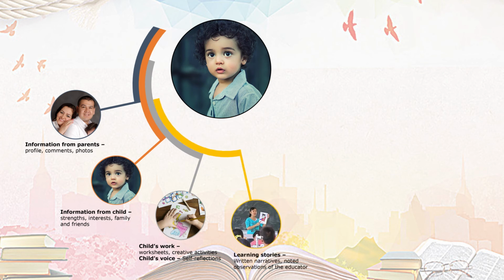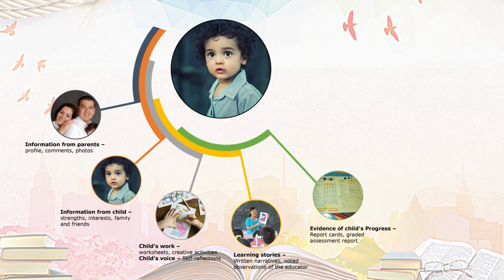Now, the educator, as a next step, also has to compile the entire learning stories of the child in the form of observations and written narratives with a humor element incorporated, as already explained. As a step further, evidence of the child's progress, which can be directly measured, is the next aspect of preparing a portfolio. The educator has to collect the report cards, slip test reports, and graded assessments to show the progress of the child from one level to the other.